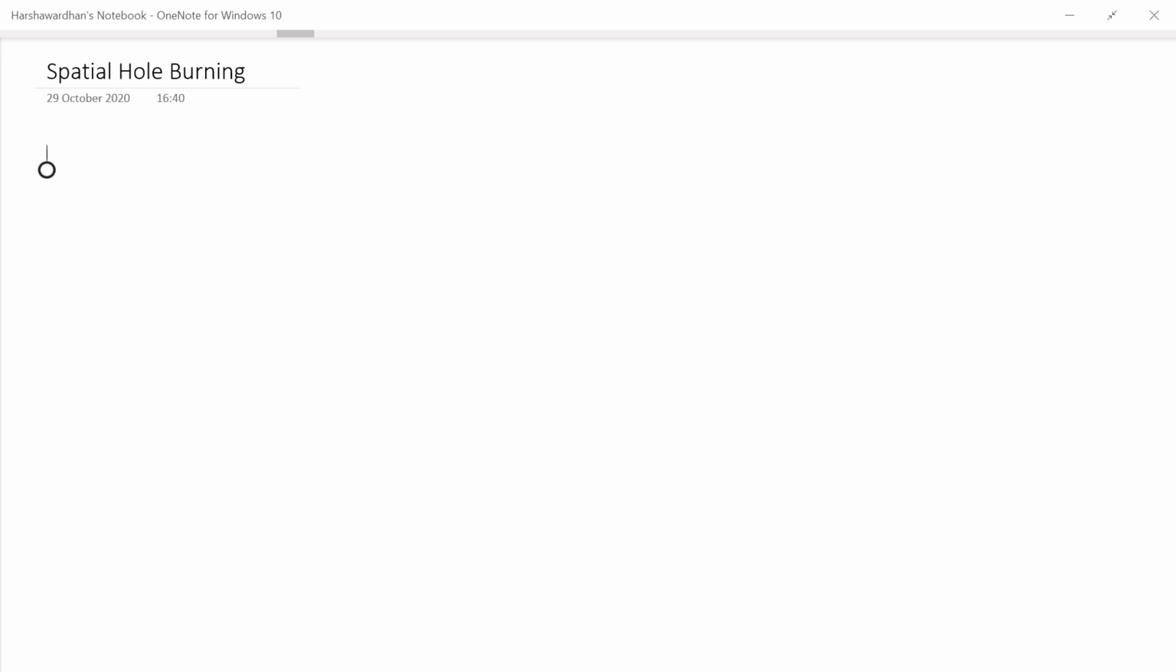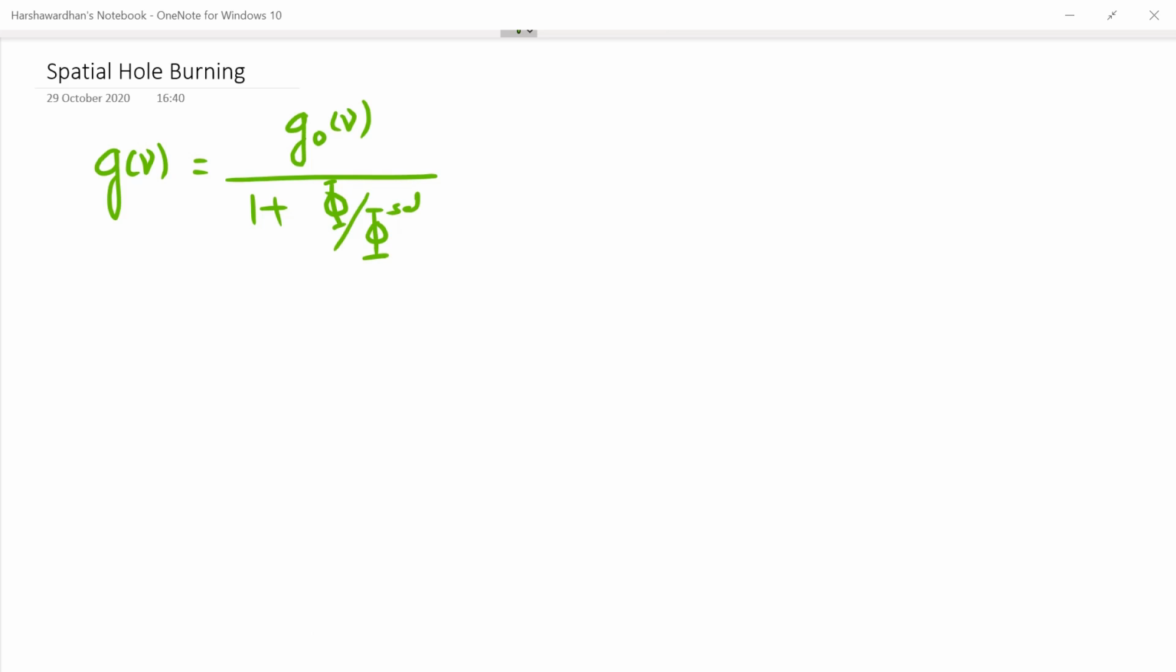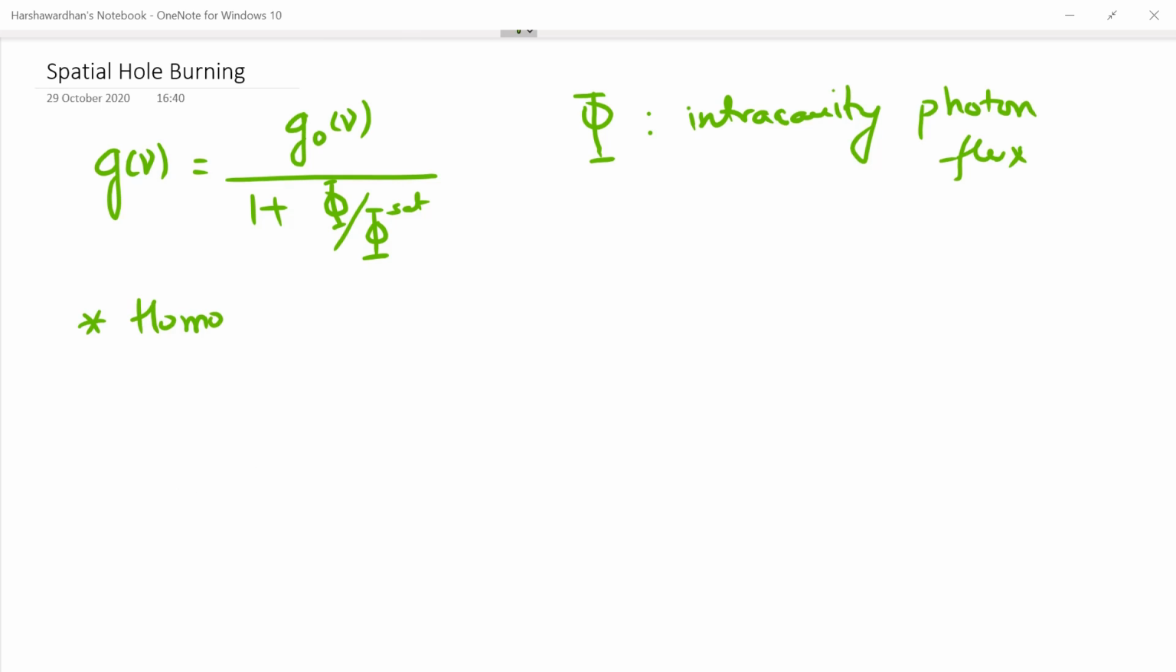Hello. We have seen the gain coefficient and its dependence on the intracavity field. We know that we can write down the gain coefficient g of nu as the small signal gain divided by 1 plus phi by phi saturation. Now you would recall that phi is the intracavity photon flux. You should note that this formula is indeed true for homogeneously broadened line shapes.